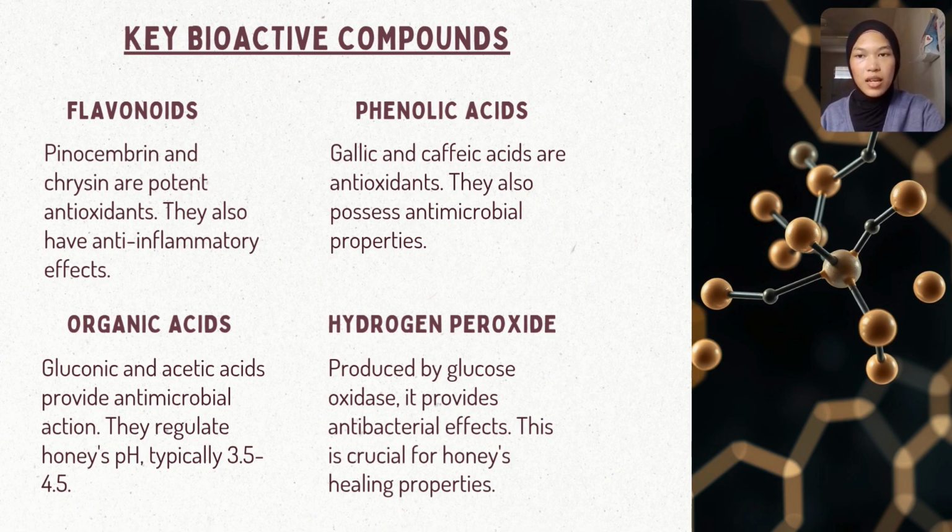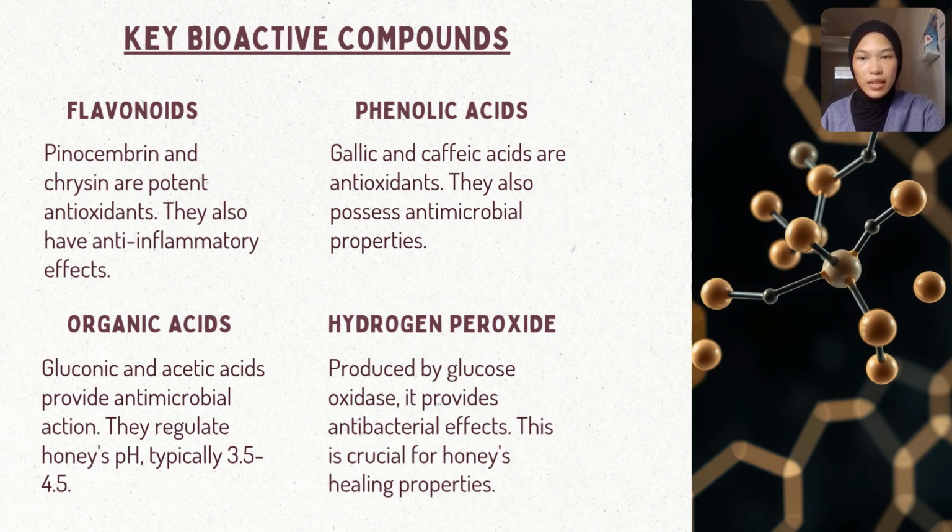Phenolic acids such as gallic and caffeic acids are also antioxidants. They also possess antimicrobial properties. Next, organic acid. Gluconic and acetic acid provide antimicrobial actions. They also regulate honey's pH, which is typically 3.5 to 4.5.